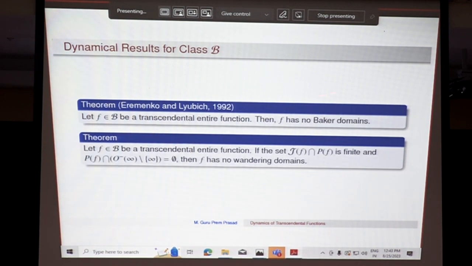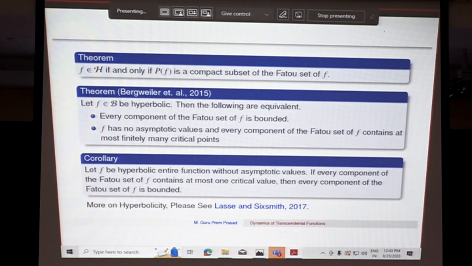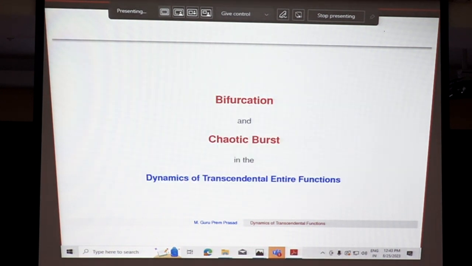In class B, no Baker domain is there, but there is a possibility of wandering domains also. But under certain conditions, you can exclude the wandering domains. So similarly, for class B also, some more results are there, depending on the hyperbolic things, especially what kind of Fatou components are there.